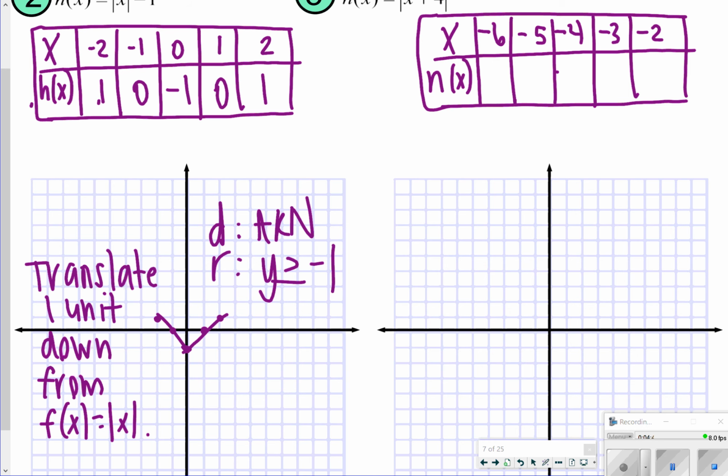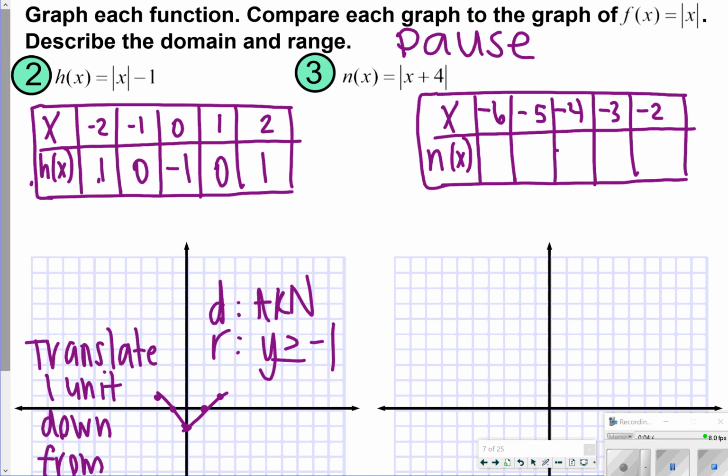Okay, let's go ahead and look at number 3. So I'm going to scoot this up a little bit so we can see what number 3 will look like once filled in. And the reason why I started with -6 as my smallest domain value is because that's going to give me -4 to get to the vertex. This is what it looks like. -6, +2, -5, +1, -4, +0, -3, +1, and -2, +2.